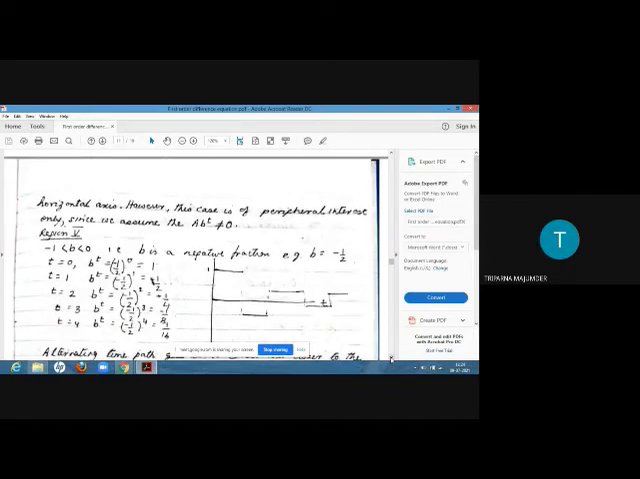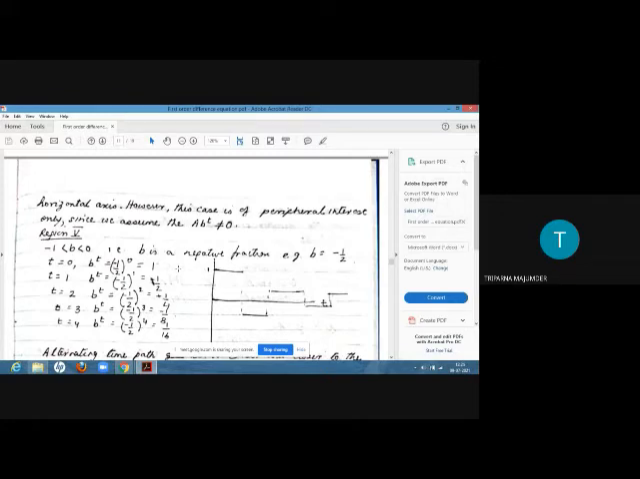Now we come to region 5. The value of b is greater than -1 but less than 0. This means it is a negative fraction such as -half. What will happen? When we have a negative sign, the time path becomes oscillatory. That is, in one period it is positive, in the next period it is negative, and it is positive again, and then negative again. It goes on.